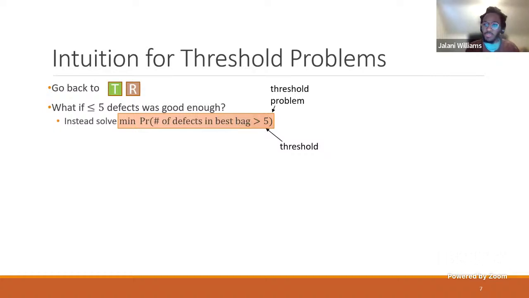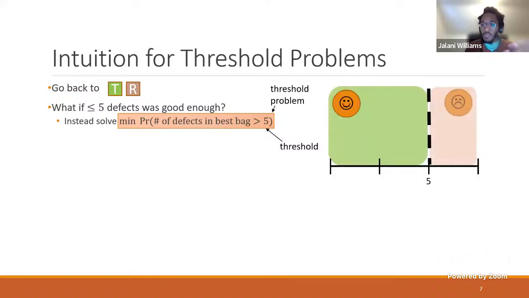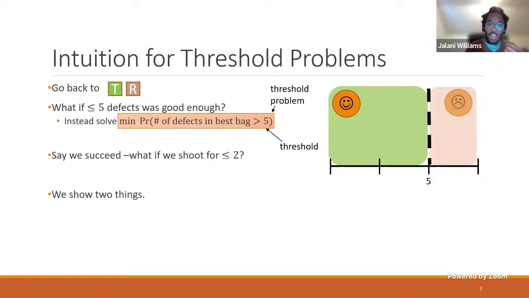Right? And you'll see this really transforms our problem, because whereas before we were concerned about all the m different possible values that a random variable could take on, now we're concerned only about one thing: is it smaller than or greater than 5 defects, right? And so this basically turns our random variable, which in general is very complex, into a Bernoulli random variable, or a coin flip. Okay, and so we can do this, and say we succeed, say we get something that has fewer than 5 defects. What if after that we shoot for something that has fewer than 2 defects? And what if we continue this process, right? We show 2 things about continuing this process, right?